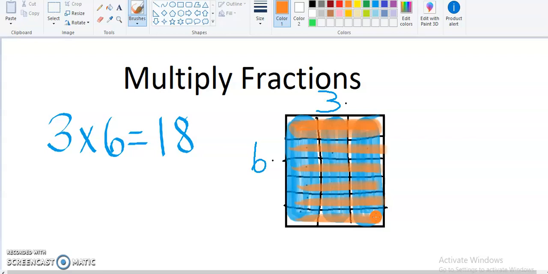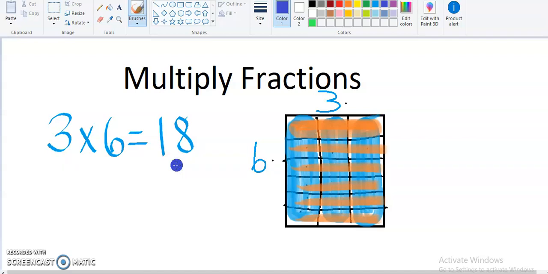Every single one of these smaller squares is shaded in by both the blue and the orange. And if we count all those parts, 1, 2, 3, 4, 5, 6, 7, 8, 9, 10, 11, 12, 13, 14, 15, 16, 17, 18. And this is what our area is, 18 square units. So we had 3 units times 6 units equals 18 square units. Okay, that's with whole numbers.